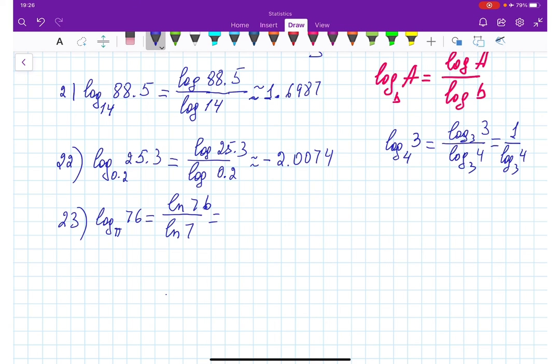I'm using my iPhone, 76 at the natural log. It gives me here 4.3307 divided by, okay, pi natural log. It's getting 1.14473. I think I typed it wrong. One second. It's a pi, so pi natural log. No, it's fine. All right, so let's divide. 4.3307 divided by 1.14473. And we are getting approximately 3.7832.